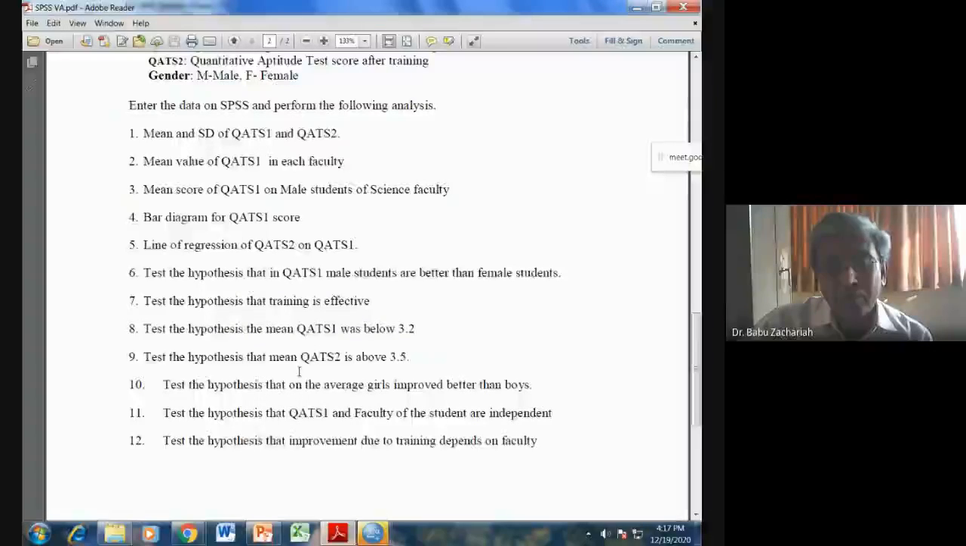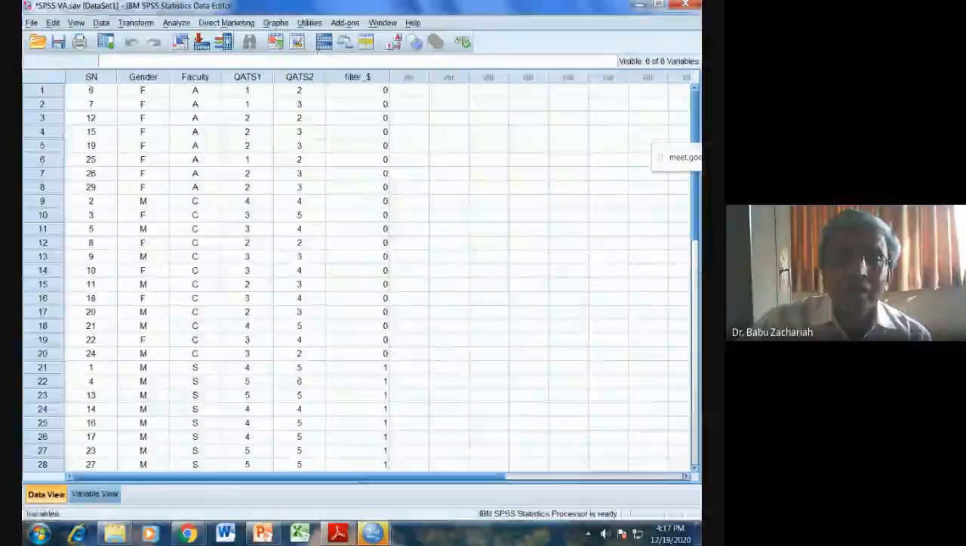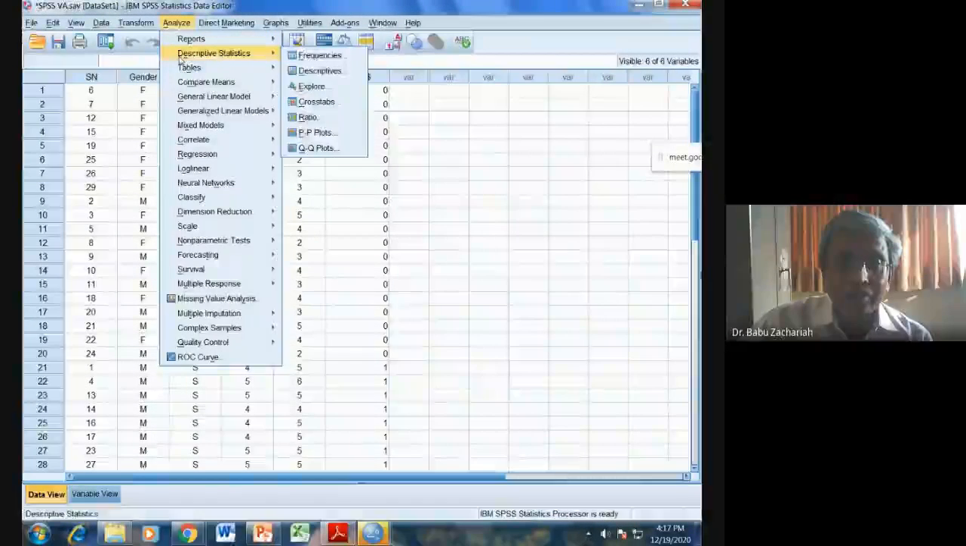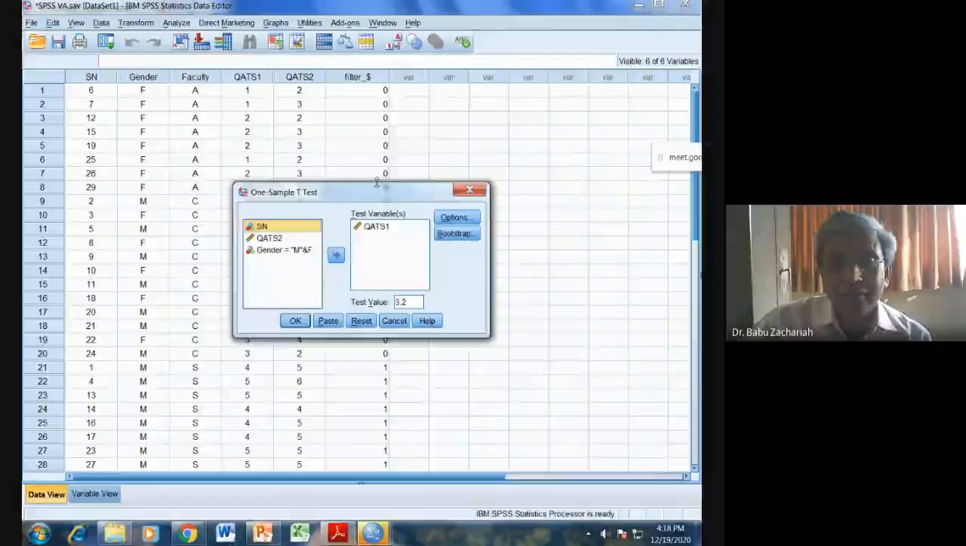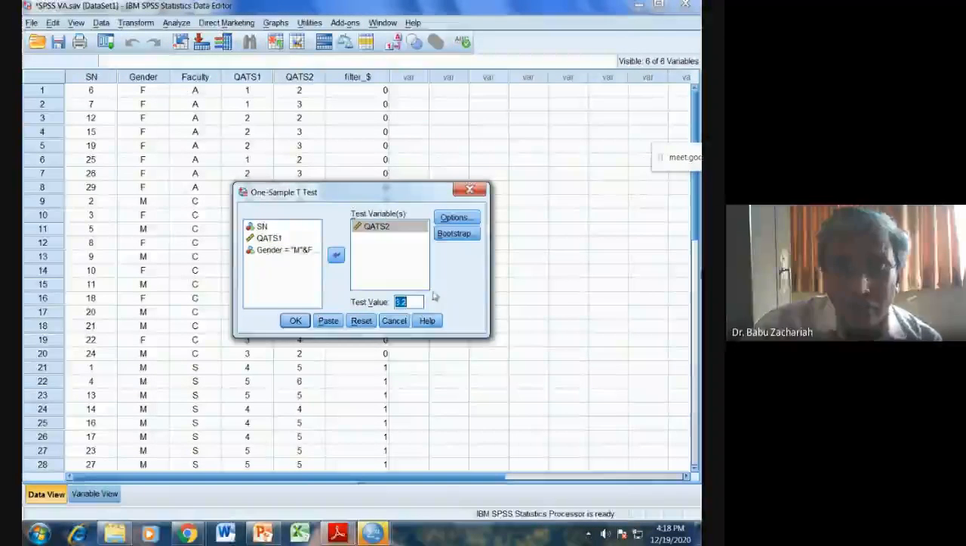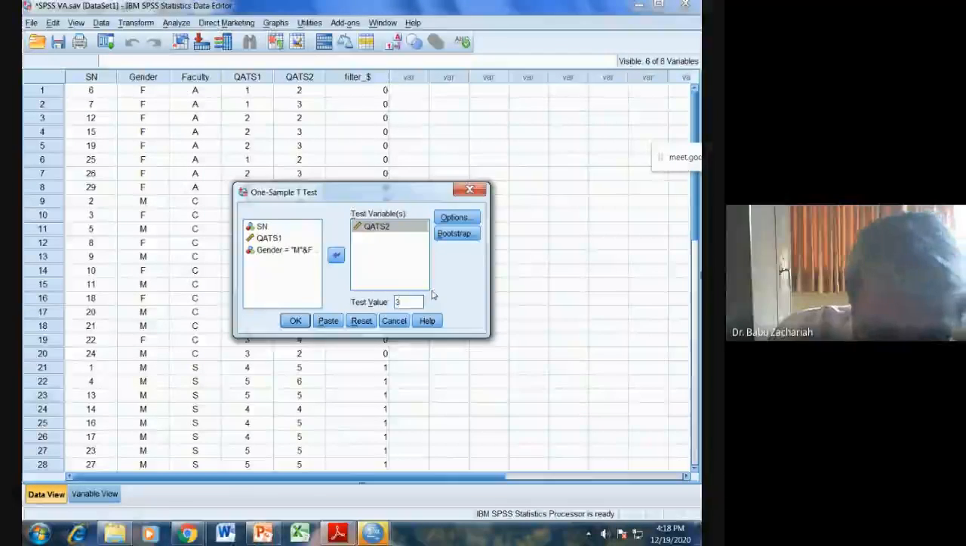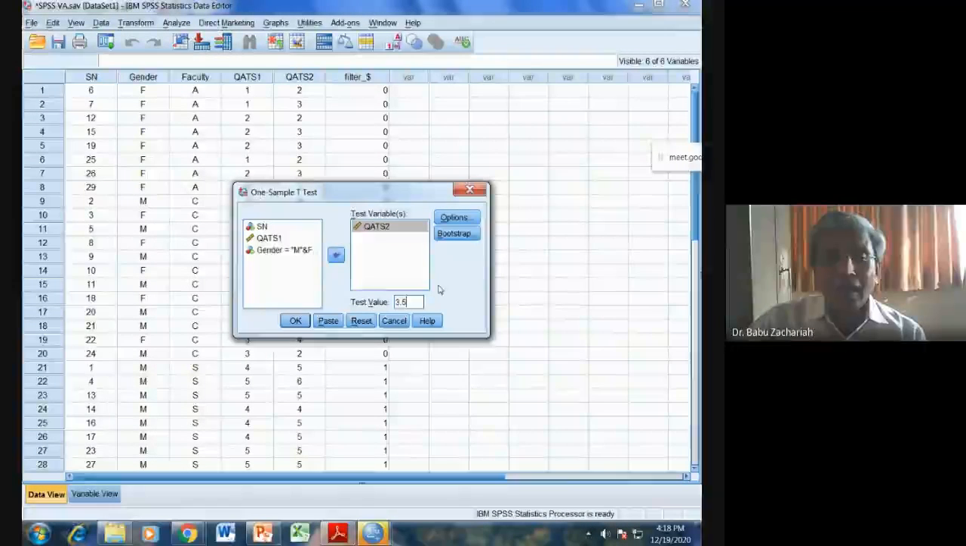Test the hypothesis that quartz 2 is above 3.5. What you need to do, come here, come to this compare means and one sample t-test. Quartz 2 is above 3.5. So you need to check this 3.5 here and click OK.